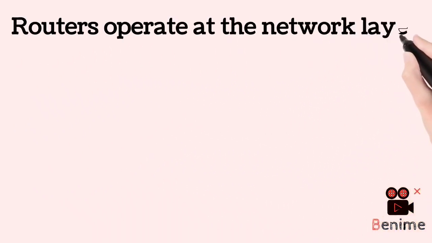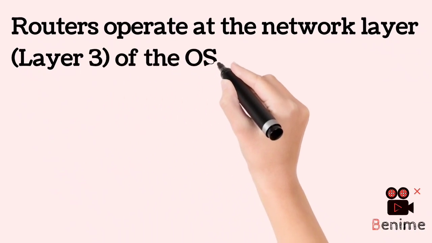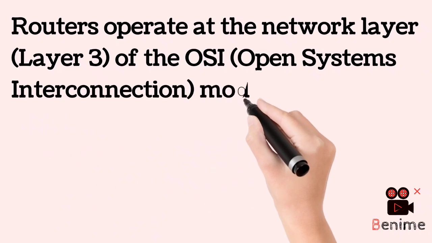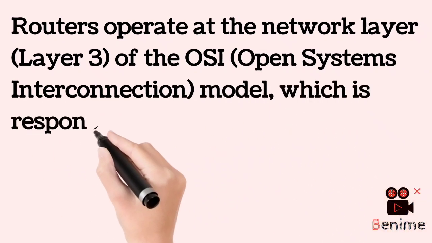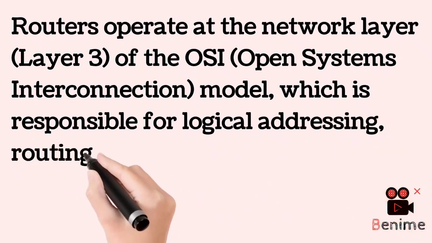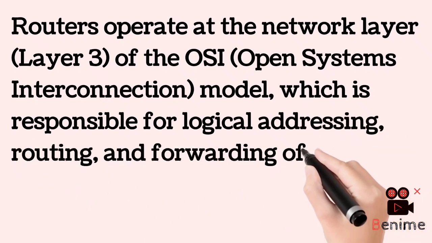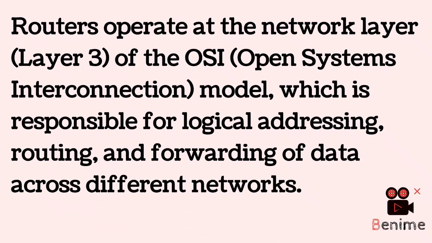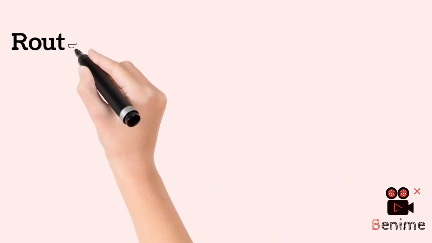Routers operate at the network layer, layer 3, of the OSI model. OSI stands for Open System Interconnection, which is responsible for logical addressing, routing information, and forwarding of data across different networks.